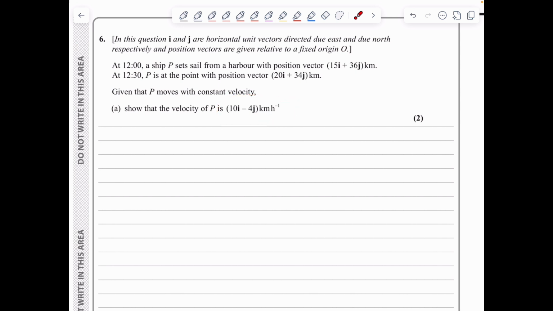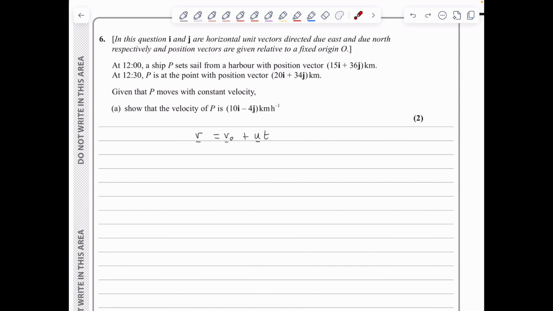Well, we know that the position vector at any given point is equal to the initial position vector plus the velocity vector times the time t. Since we have no acceleration, the acceleration is 0. We're traveling with constant velocity. This is the formula for the position vector in terms of t.